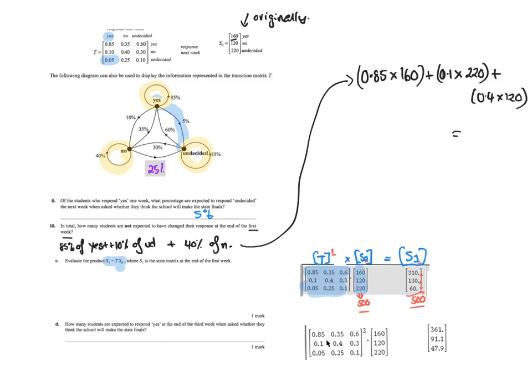So anyway, they asked for S1. So evaluate where S1 is at the end of the first week. So the actual answer, I would be writing what I found, which was this. Okay. Then it says, how many students were expected to respond yes at the end of the third week when asked whether they would make it to the state finals?